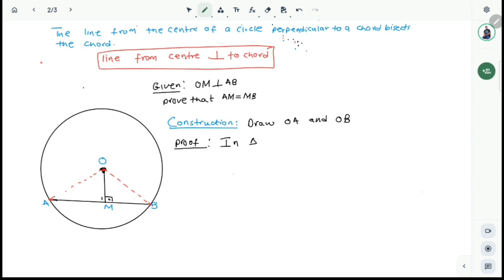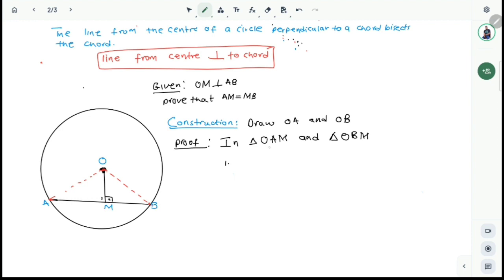Let me emphasize the point here. In triangle OAM and triangle OBM, these are the 2 triangles that I am going to prove are congruent to each other. Okay, let's start with the proof.